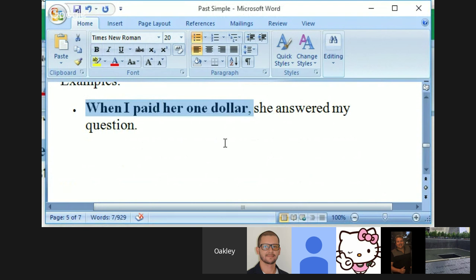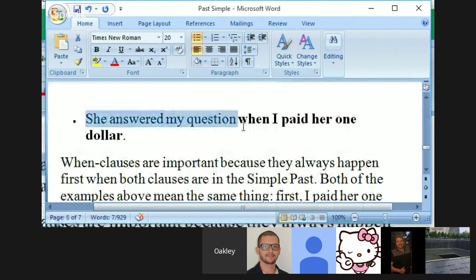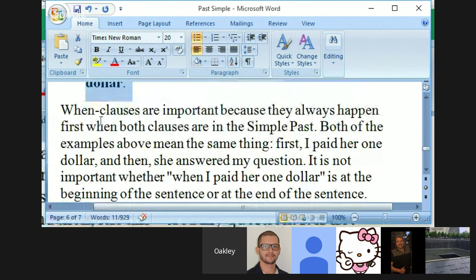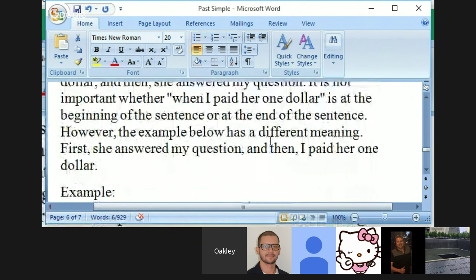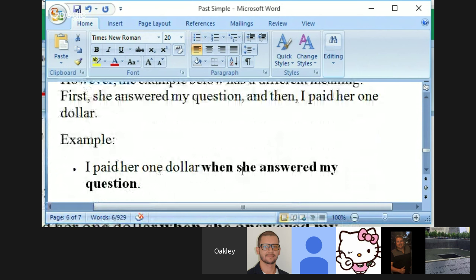Clauses like this can be reversed, and it's not a problem. For example, she answered my question when I paid her $1. That still means you paid her the $1 first, then she answered the question. The when clause comes first. They always happen first when both clauses are in the simple past. So I paid her $1 when she answered my question, reverses it. That means she answered the question, then you gave her $1.